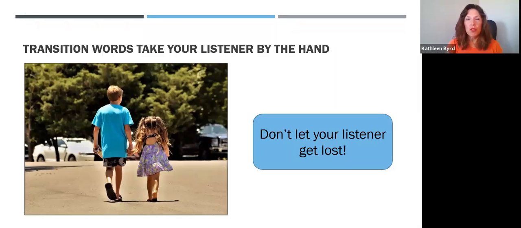Transition words will take your listener by the hand. This is important because in writing, we have paragraphs, we have headings. In speaking, we just don't have any of that. So we need these transition words to take your listener by the hand. We don't want anybody to get lost.